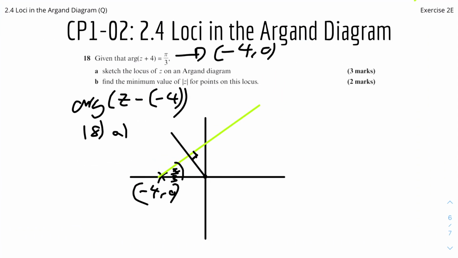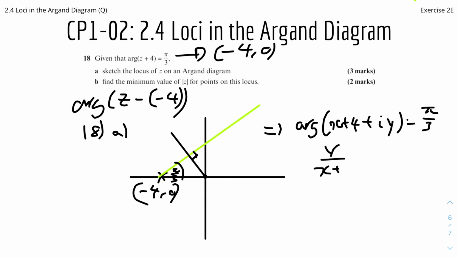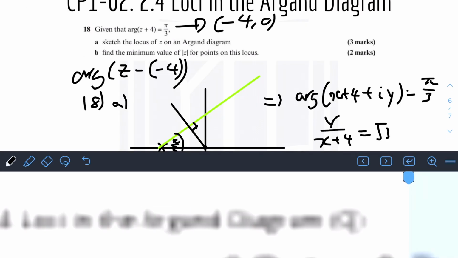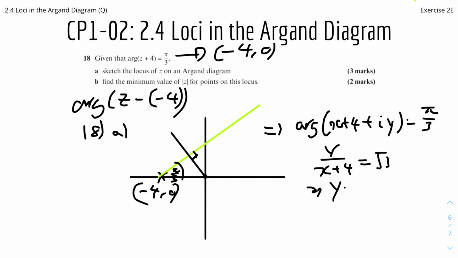So first we have to find the Cartesian equation of the line. So it will be argument of x plus 4 plus iy equals pi over 3, and this will be y over x plus 4 equals tan pi over 3. So tan pi over 3 will be equal to root 3, and this will be equal to y equals root 3x plus 4 root 3.